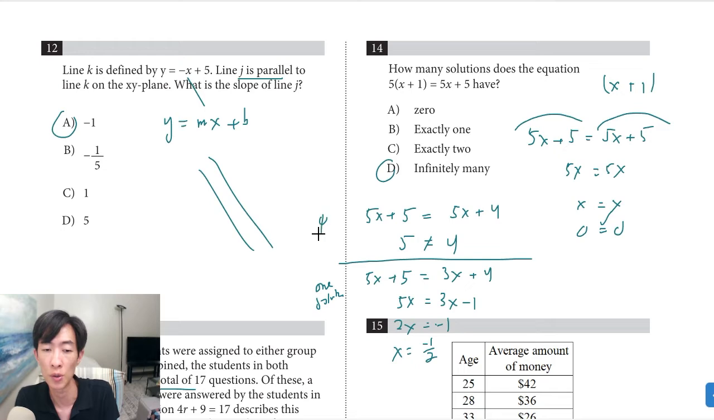This example has no solutions, and this example has infinite solutions. So that's just kind of the 3 general cases that you'll see.